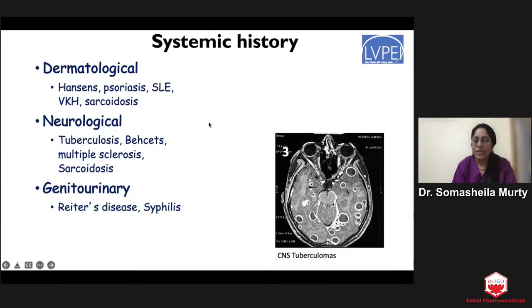So these are the only 6 components or compartments we need to look at. And when each patient presents with one of these 6 compartments, then these are some of the diseases that are commonly associated with anterior uveitis.